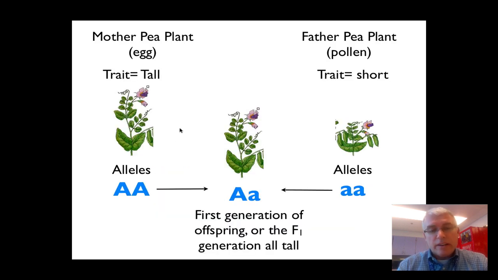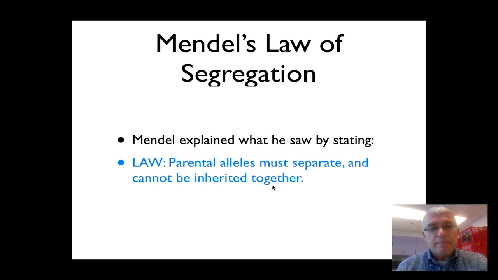Now, if we cross, here's what we just talked about represented as a picture. If we cross a purebred tall pea plant with a purebred short pea plant, all the offspring we get are going to be big A, little a. Another way of describing this first generation of offspring is to call them the F1 generation. And you'll notice that their alleles are big A, little a.